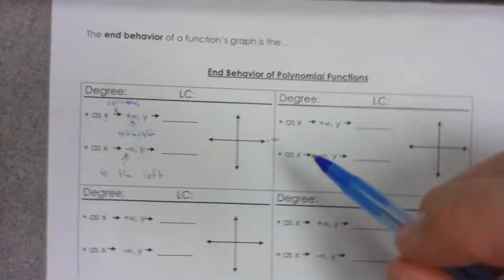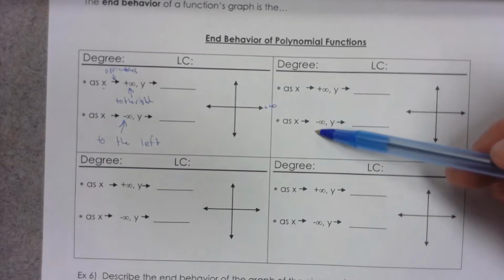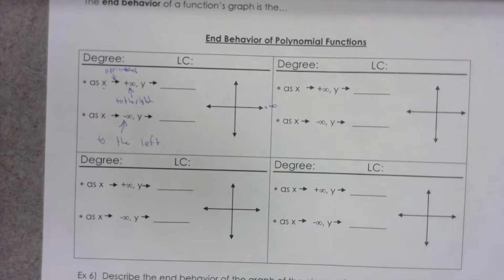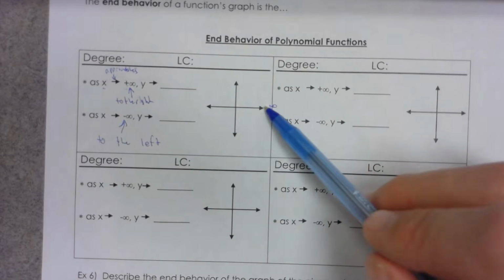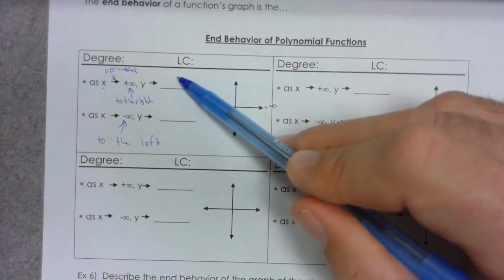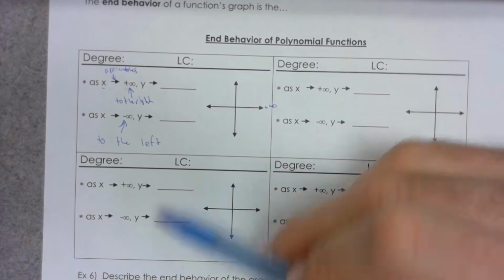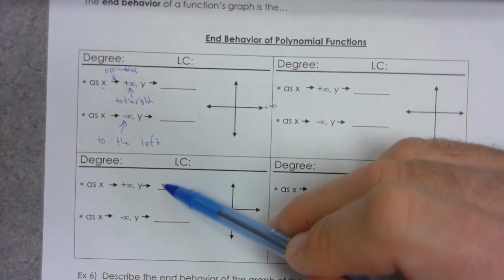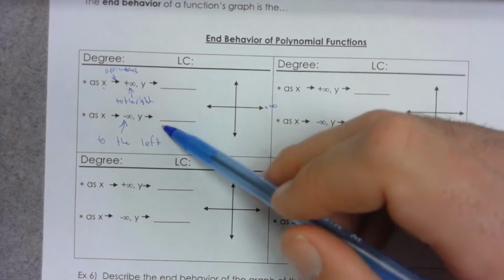Notice in all 4 examples, x is always approaching positive infinity and negative infinity. That means we're going to look to the right and to the left. We look both ways before we cross the street. We're always going to look to the right, and always to the left. The thing that's going to change is, does it go up or does it go down? That's the decision we're making. It always goes left and right. We need to decide, does it also go up or down?